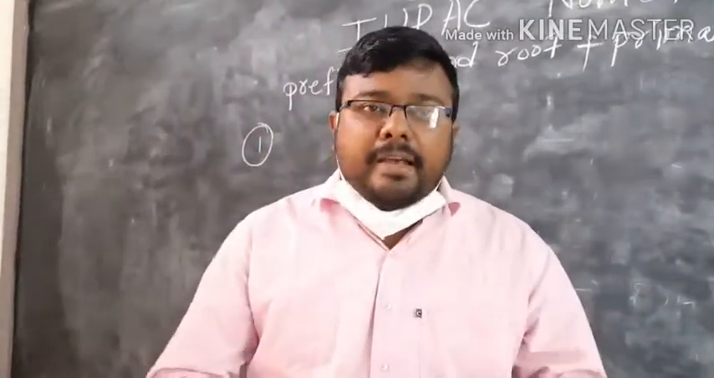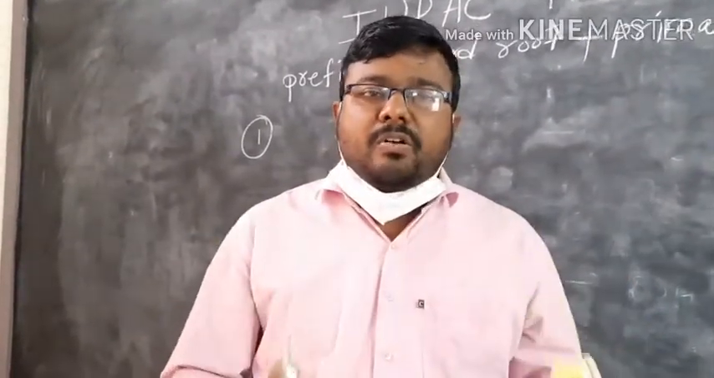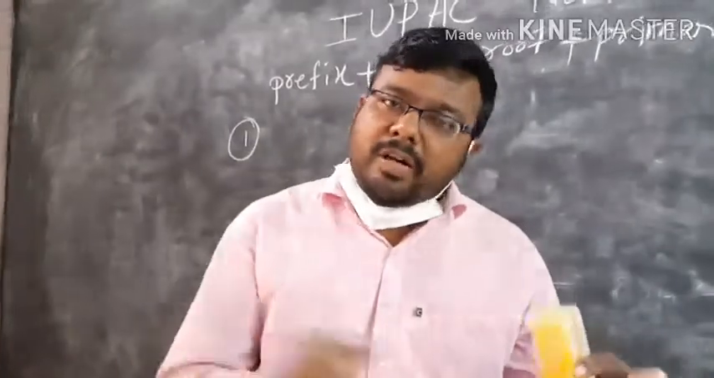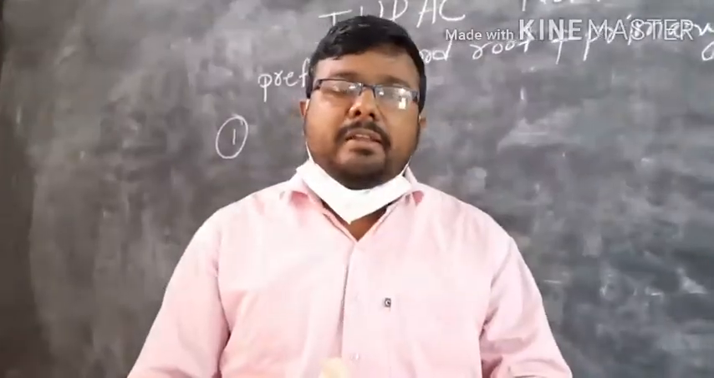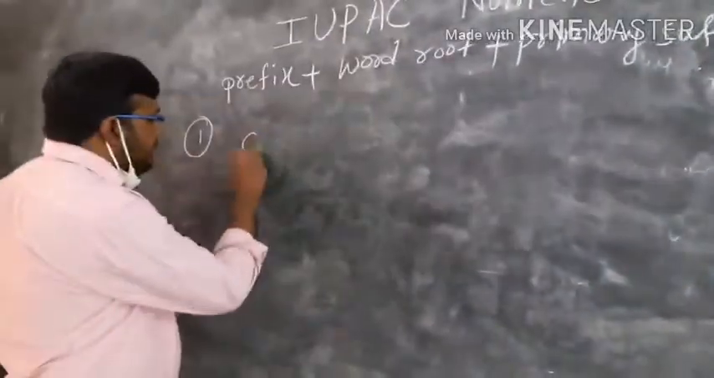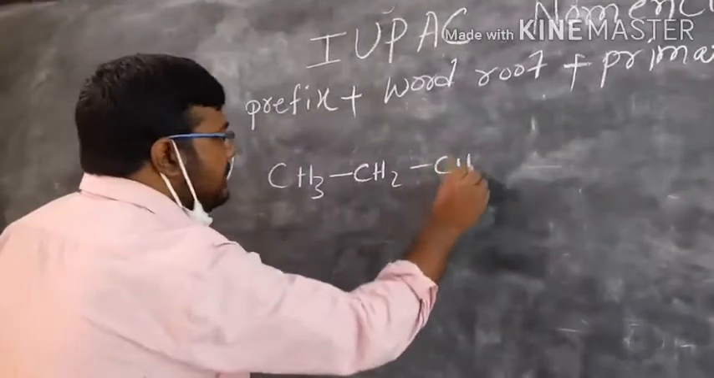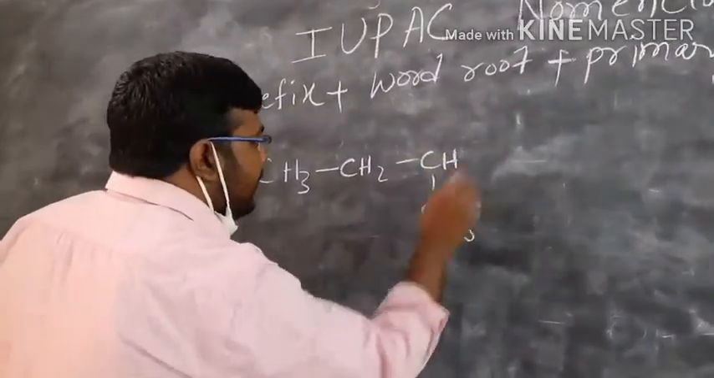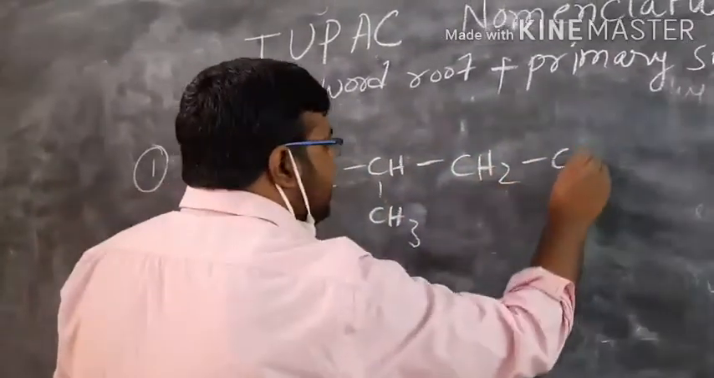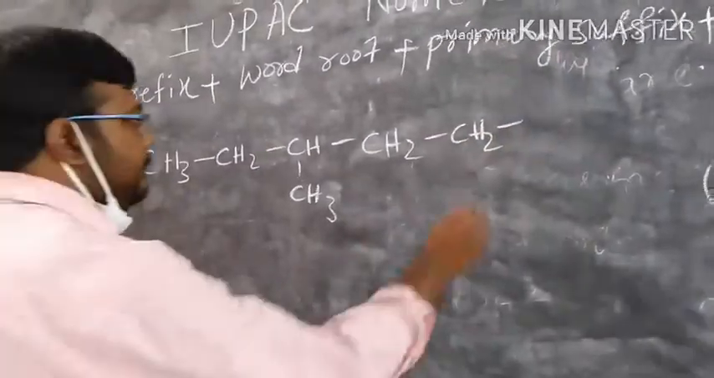Then, what is the criteria? The chain must be continuous and must contain the maximum number of carbon atoms. Let us take an example of a compound here: CH3, CH2, CH, CH3, CH2, CH2, CH3.